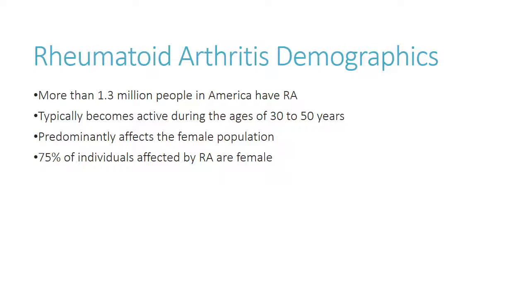Rheumatoid arthritis is typically expressed during the ages of 30 to 50. However, RA can become active at any age. More than 1.3 million Americans have RA and it is predominantly diagnosed in females. About 75% of diagnosed individuals affected by RA are females, with an incidence rate of 1 to 3%.